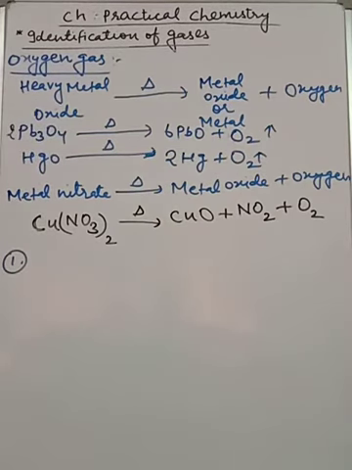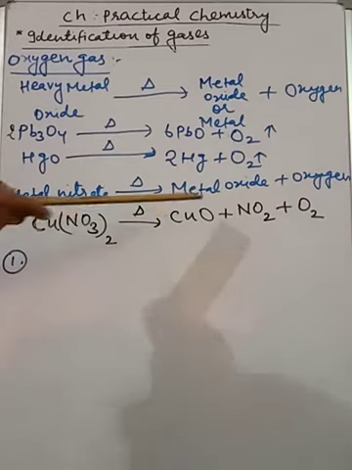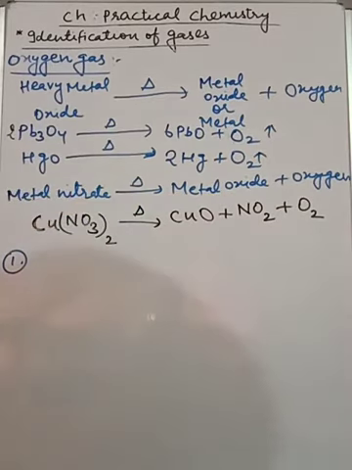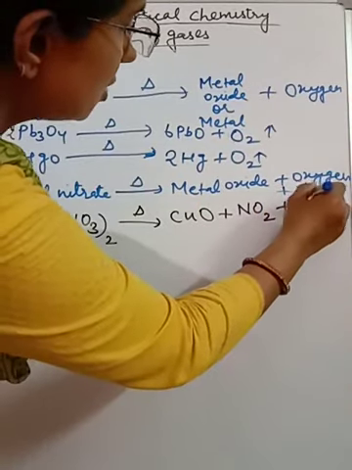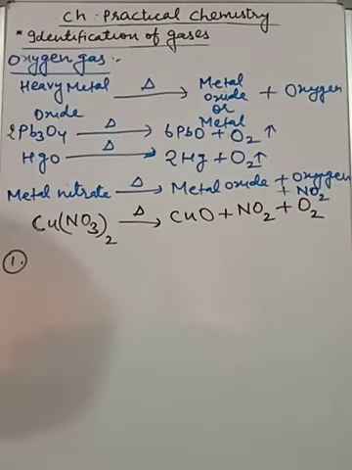And when we take a metal nitrate, this is the typical reaction: metal oxide plus oxygen plus nitrogen dioxide gas. For this, I have chosen copper nitrate. You can take any metal nitrate. Now, how can we identify that the coming out gas must be oxygen?